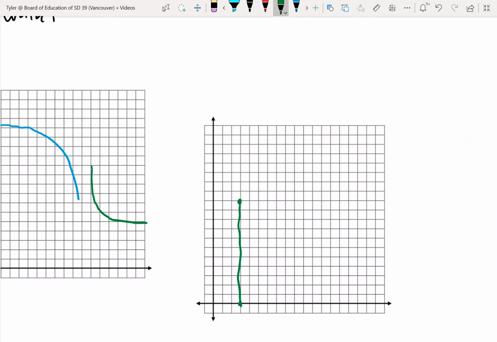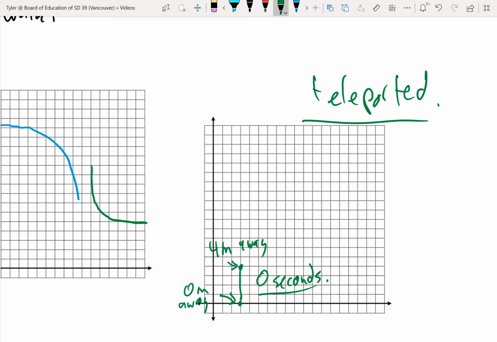So let's think about what this means. This person is, let's make it even easier to see, okay? So here. At this point, the person is 4 meters away. And then at this point, they are 0 meters away. To go from 4 meters to 0 meters away, it took them 0 seconds. So what does it mean to travel a distance in 0 seconds? It means you teleported. And people can't teleport. That is not possible. So you should never have vertical lines on a distance time graph.